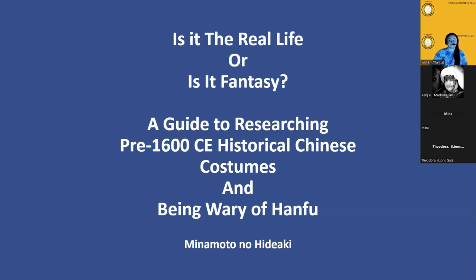The second set of issues centers on a very, very modern, very, very post-1600 CE problem, which is the pervasive and corrupting influence of the contemporary Hanfu Yundong, which, by the way, literally translates into the Han clothing movement. This pervasive and corrupting influence has an effect on information available to a monolingual English SCA member who wants to research and make historical Chinese clothing for SCA events.